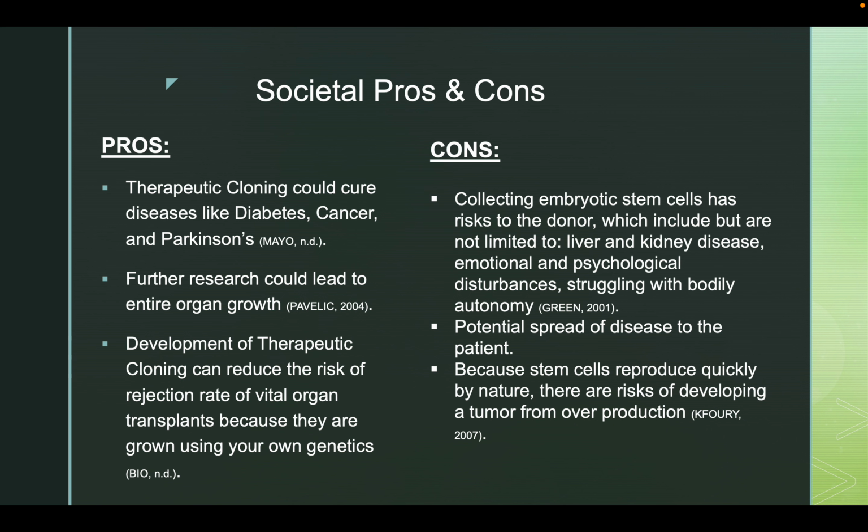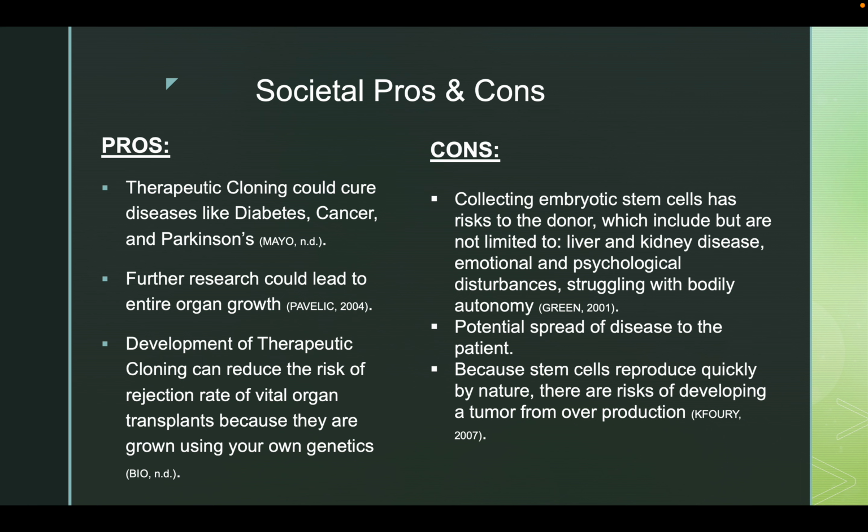Further research could lead to entire organ growth, as we touched on a little bit earlier. So, the idea of, you need a kidney transplant and you've been on the donor list for so long. This would offer you the possibility to, instead of being on the donor list, potentially grow your own kidney using your own genetic makeup. And so then we talk about that a little bit again here on the third point of pros.